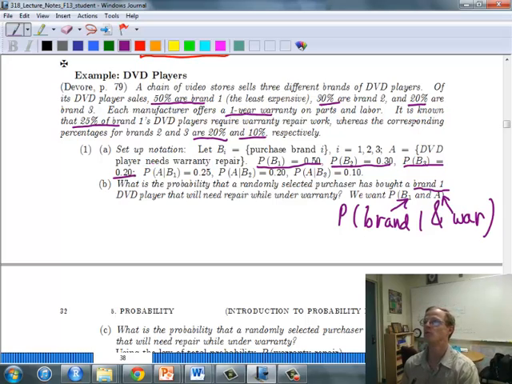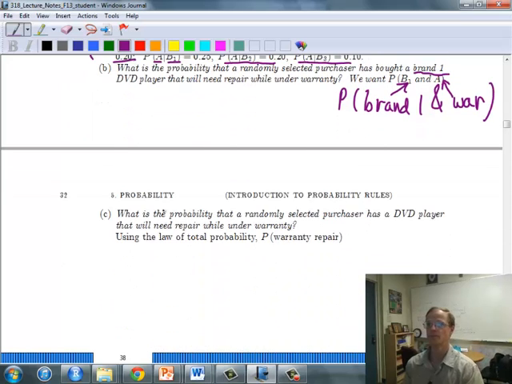Now, let's read this next line. It is known that 25% of brand 1 DVD players require warranty repair work. How do we do that? Well, given that we are brand 1, the probability we require warranty repair is 25%. And similar for the other 2. So that's the key. With the notation, everything else follows. Okay.